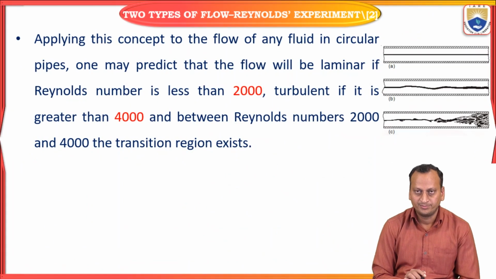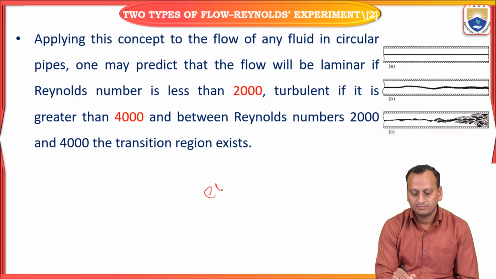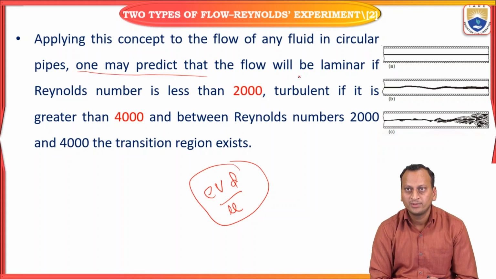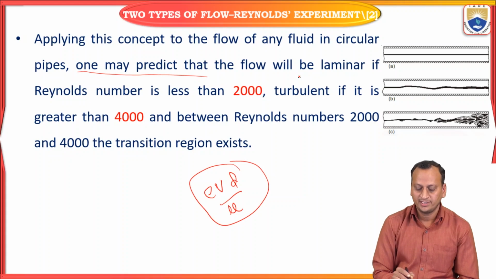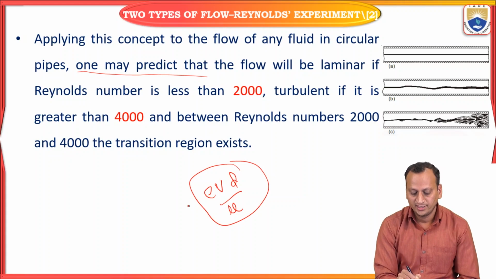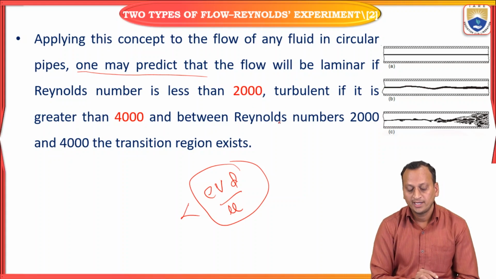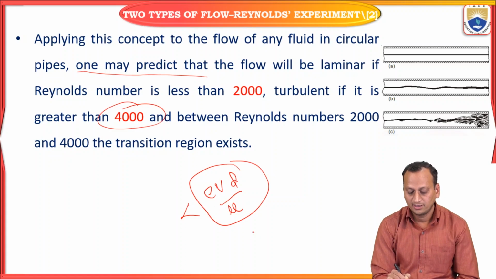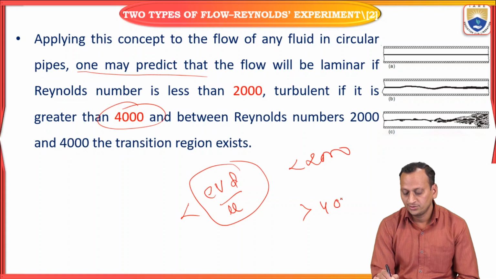So applying this concept, rho VD by mu, for the flow of any fluid in a circular pipe, one may predict the flow will be laminar if the Reynolds number is less than 2000. Otherwise, if it is exceeding 4000, then we can call it a turbulent flow. Only between these two numbers, there will be a transition flow.